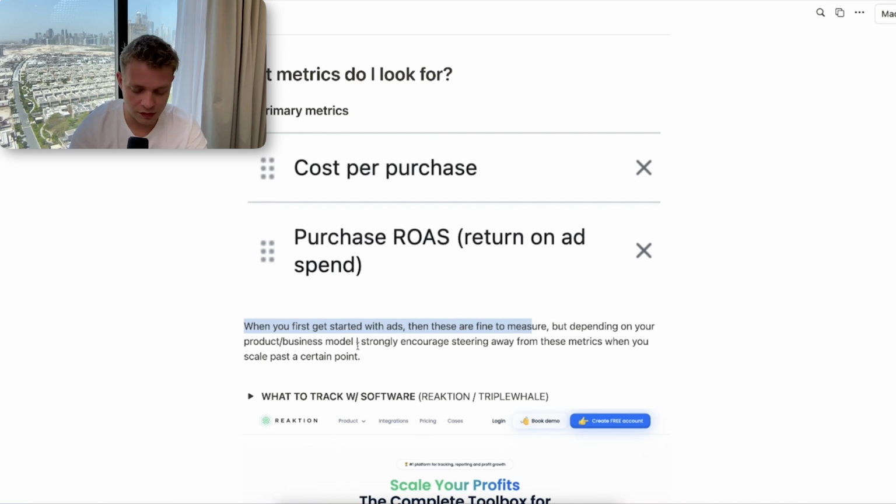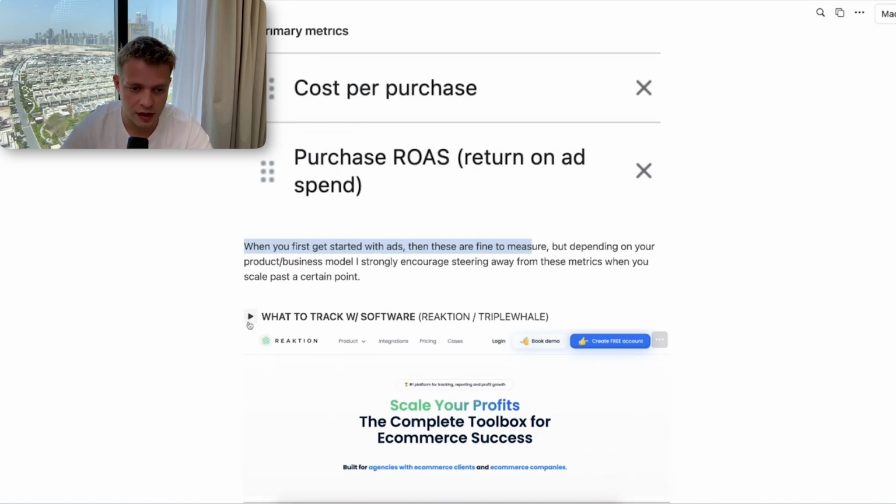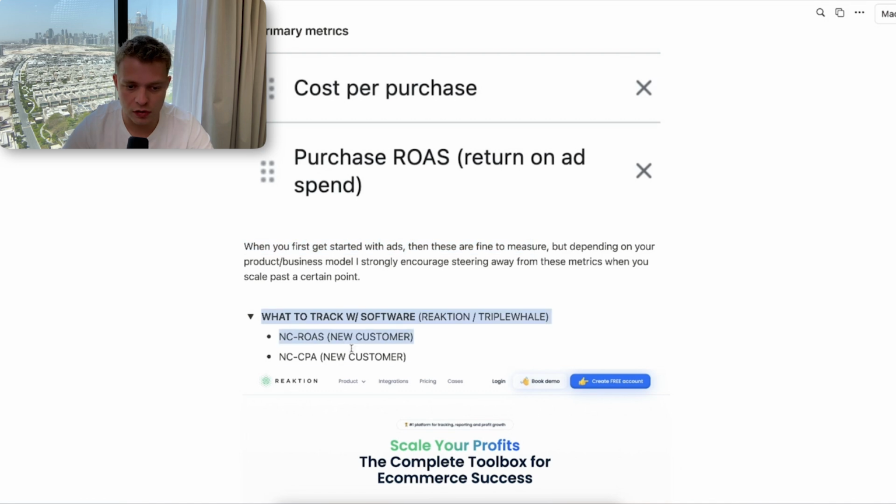But depending on, of course, your business model, if you're getting leads, then of course you want to look at your cost per lead and cost per qualified lead and whatnot. But I strongly encourage you to steer a little bit away from these metrics the further you get into your web shop journey. And here's what you want to track instead, especially on Meta.